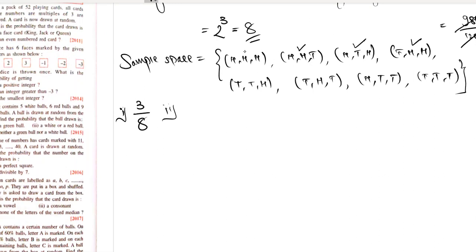So in at least 2 heads you get 3 heads and all the outcomes having 2 heads. So there are 4 outcomes which has at least 2 heads. So 4 by 8, which is equal to 1 by 2, at least 2 heads.